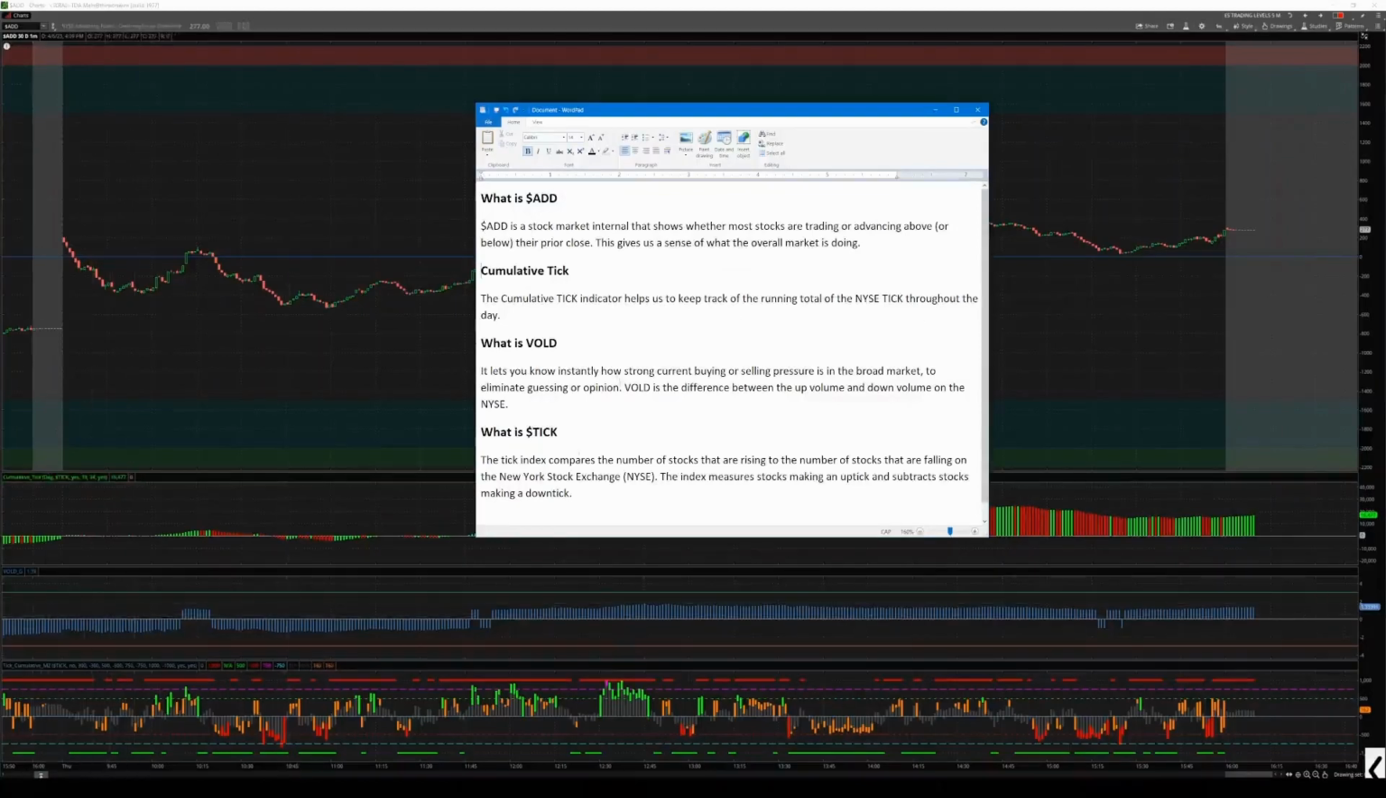It lets us know instantly how strong the current buying or selling pressure is in the market. Pretty much it is the difference between the up volume and the down volume on the New York Stock Exchange. And the last one is the $tick sign. This index compares the number of stocks that are rising to the number of stocks that are falling on the New York Stock Exchange. Okay, let's get back into the chart.